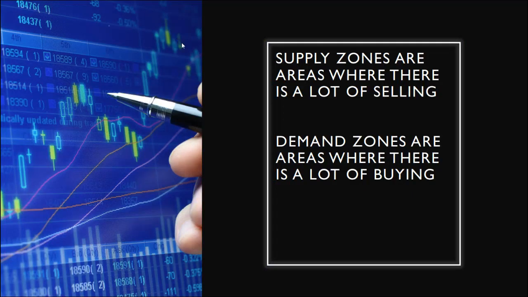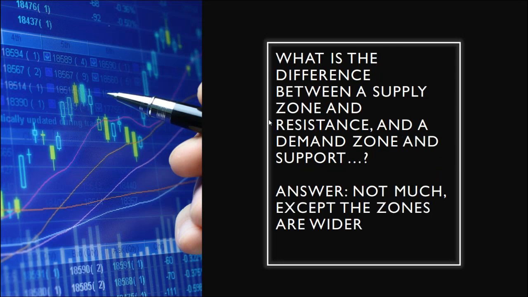Supply zones are areas where there is a lot of selling, and demand zones are areas where there is a lot of buying. One thing I get asked a lot is, what is the difference between a supply zone and resistance, and a demand zone and support? The answer is not much, except the zones are wider. They give you a general area where price could reverse based on prior selling and prior buying.